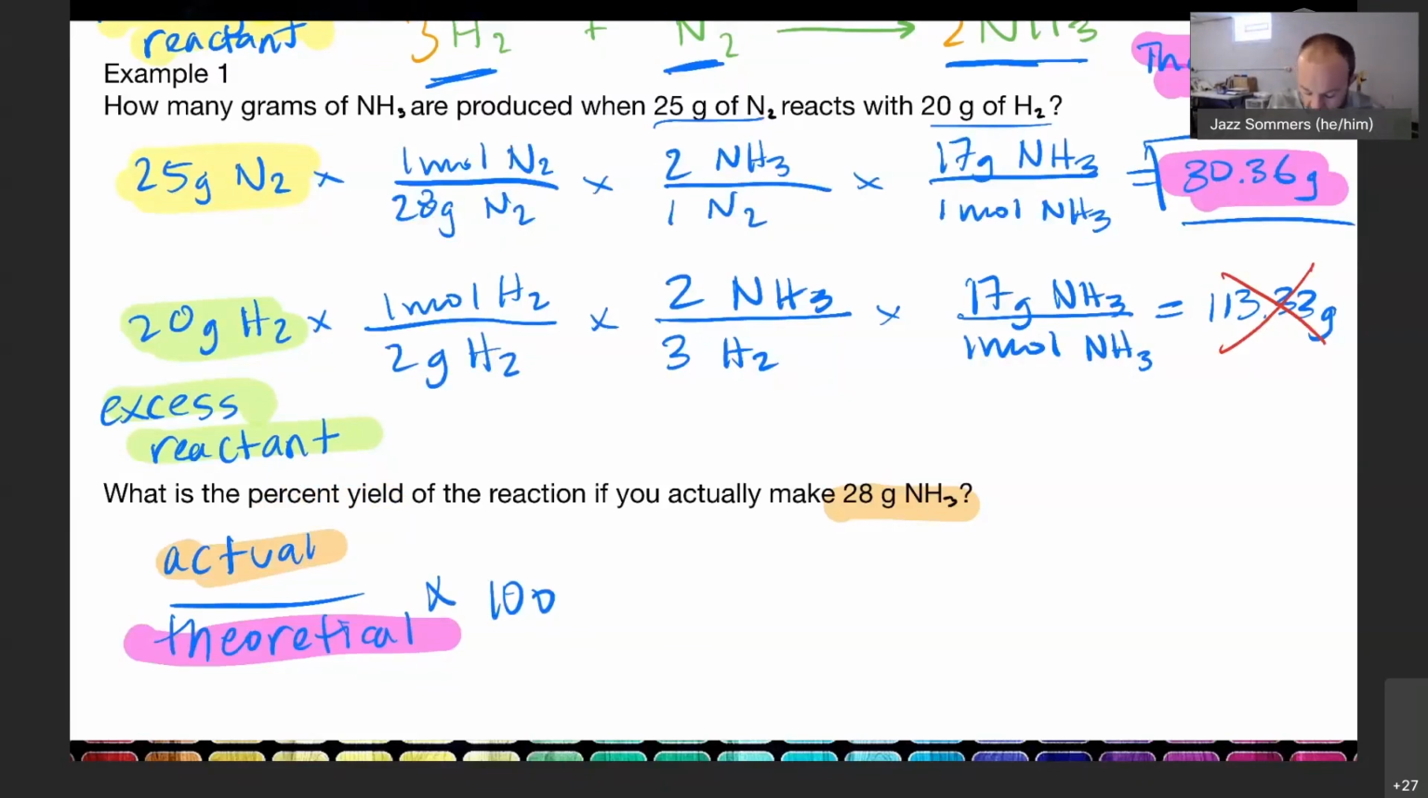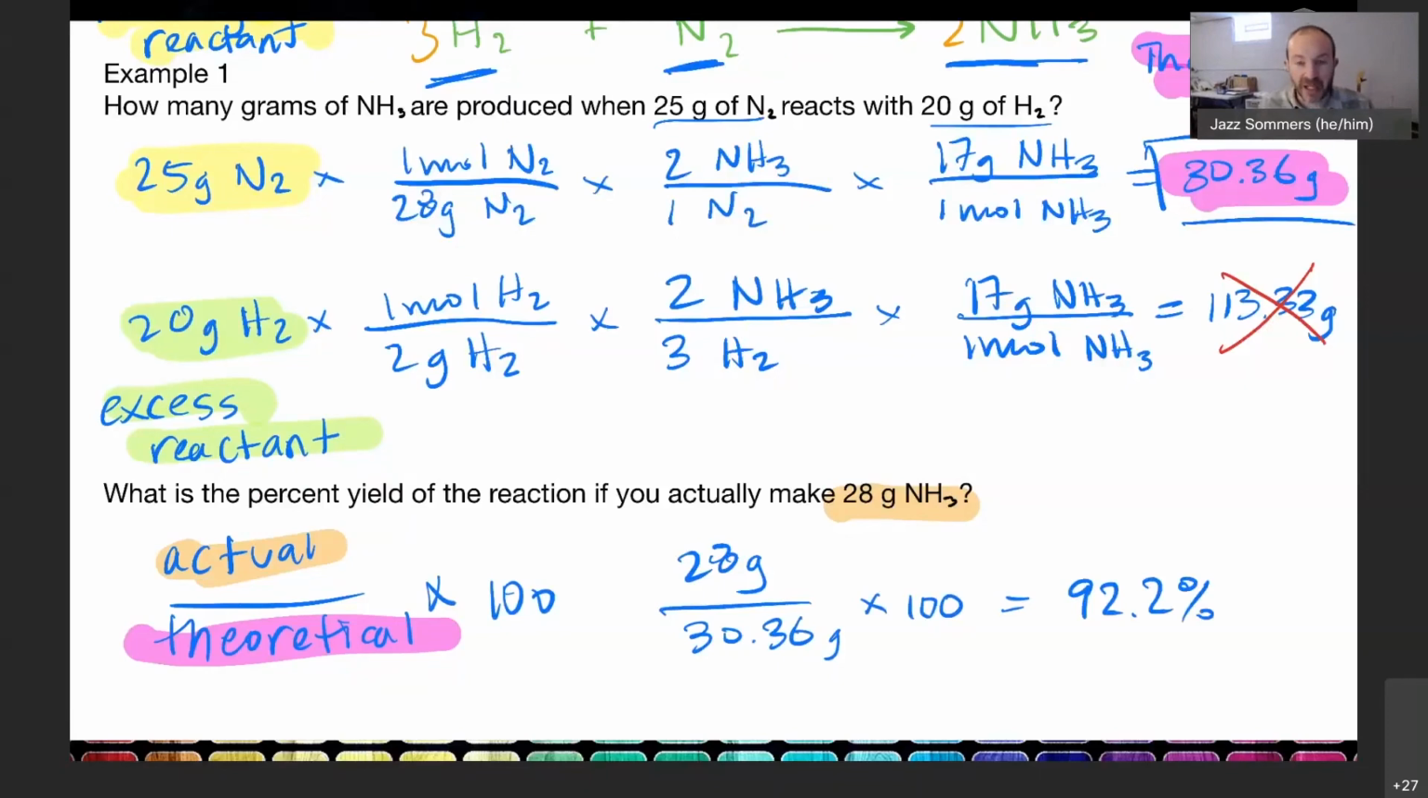Take your 28 grams, and then divide by what you were supposed to make, which is the 30.36 grams. Multiply that by 100. Get your percent yield. So 28 divided by 30.36 is equal to 92.2%. So we made 92.2% yield in this reaction.